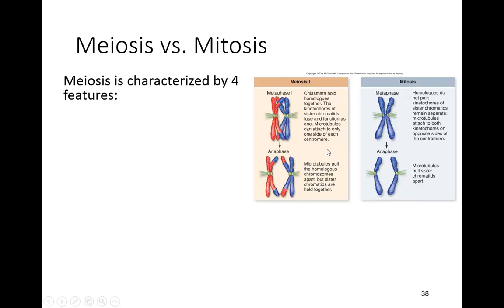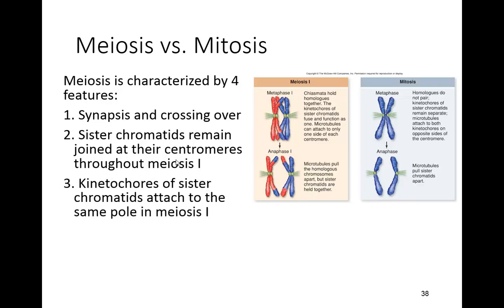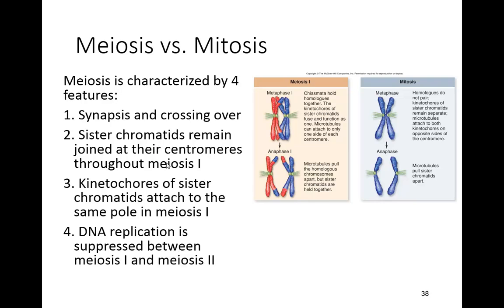So when we compare these two processes, there are 4 features that are distinct to meiosis. Synapsis and crossing over only occur in meiosis. The sister chromatids remain joined at their centromeres throughout meiosis I, and that does not happen in mitosis. Kinetochores of sister chromatids attach to the same pole in meiosis I, and DNA replication is suppressed between meiosis I and meiosis II.